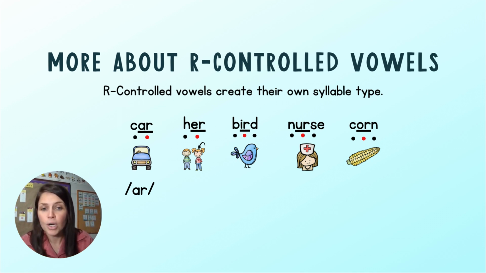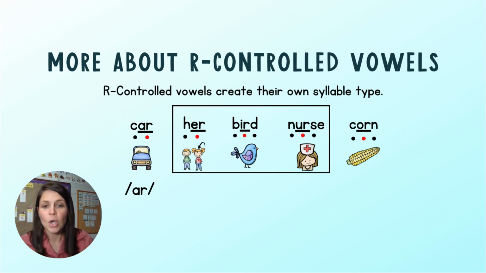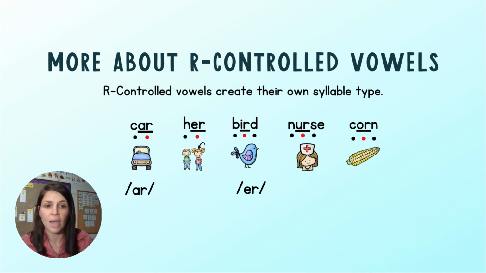Then we have her, bird, and nurse, which each have the same vowel sound in the word, the R-controlled /er/ sound. However, we know that there are 3 ways to spell the sound. It can be represented with the letters ER, IR, or UR, as seen in these words. And then finally, we have the word corn, where we hear the R-controlled vowel /or/ in the middle of that word, and it's represented with the grapheme OR.